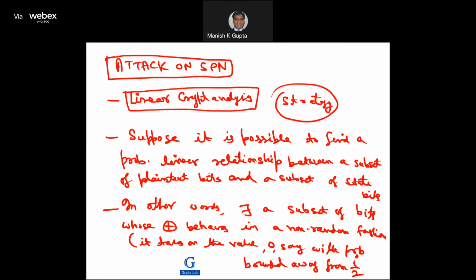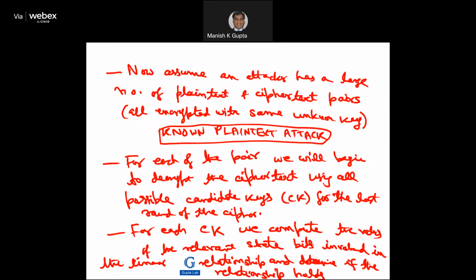Again, the strategy was: suppose it is possible to find a probabilistic linear relationship between a subset of plaintext and a subset of state bits. In other words, there exists a subset of bits whose exclusive OR behaves in a non-random fashion. It takes on the value 0, say, with probability bounded away from half. This is the kind of relationship we are looking at. Then we assume that the attacker has a large number of plaintext and ciphertext pairs.